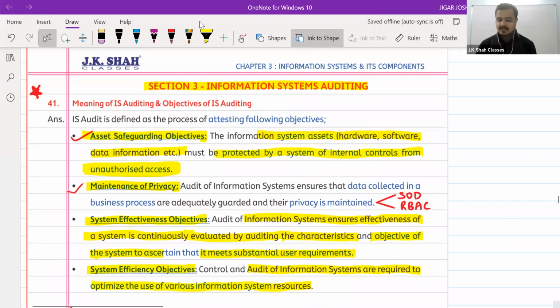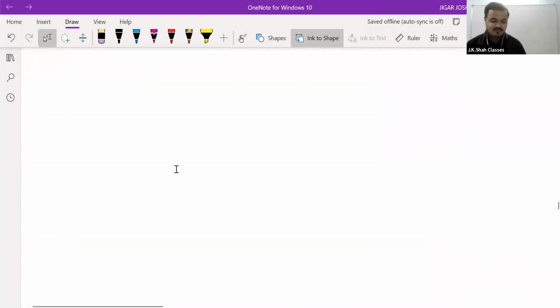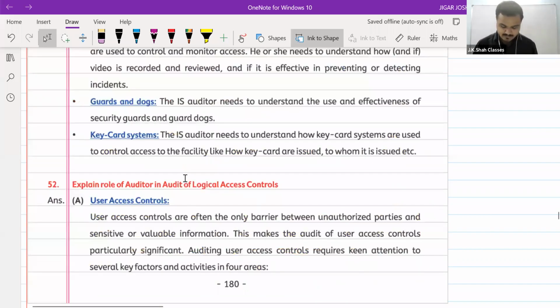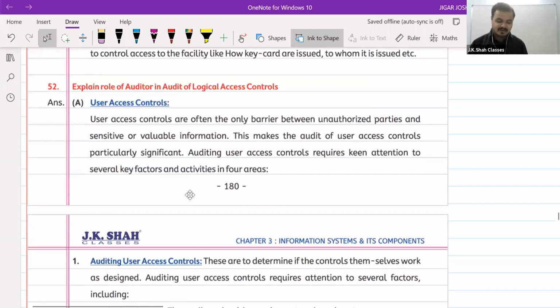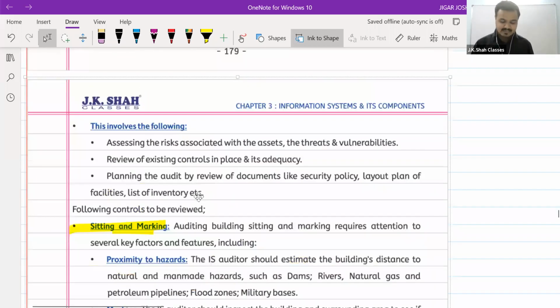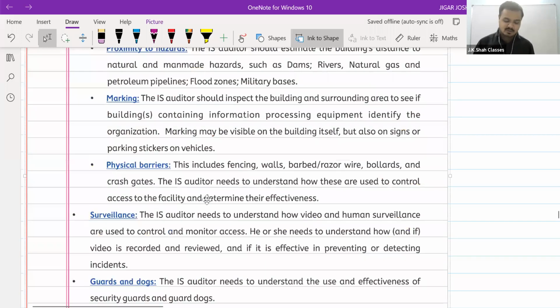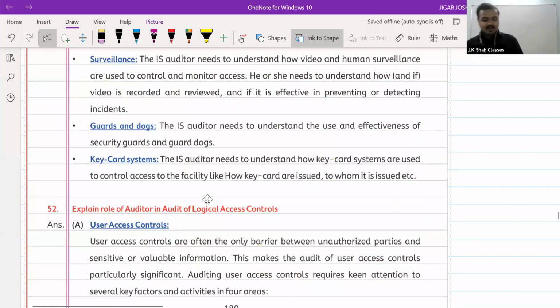Respond, chartered. Question number 41, 42, 43, 45, 46, 47, 48, 49, 50. All done, sir. 50 and 51 is also done. I'd ask you to refer till question number 51. Audit of physical access control, setting, marking. You had given us a marking also and explained also.